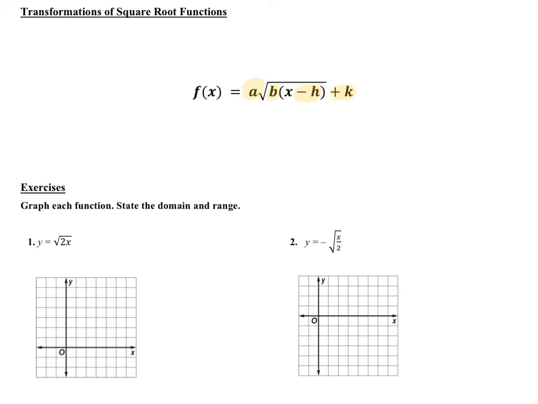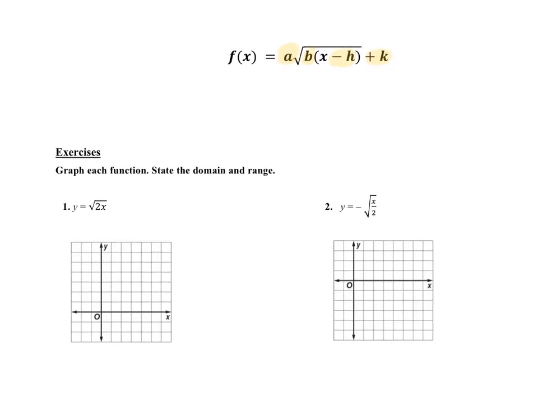If absolute value of b is bigger than 1, then it's horizontally compressed. Absolute value of b smaller than 1, then it's horizontally stretched. So it's kind of backwards. Bigger than 1, compressed. Smaller than 1, stretched. And that's for the b value, and it's horizontal.